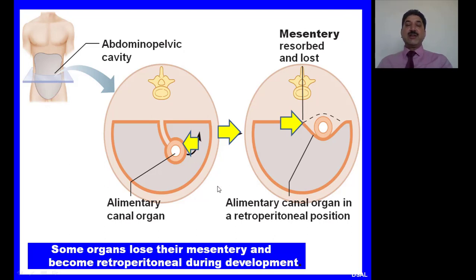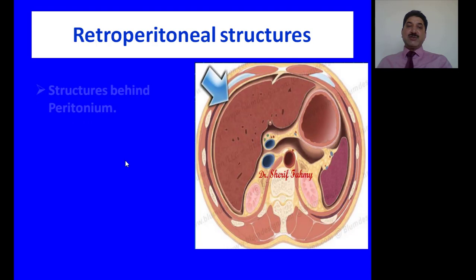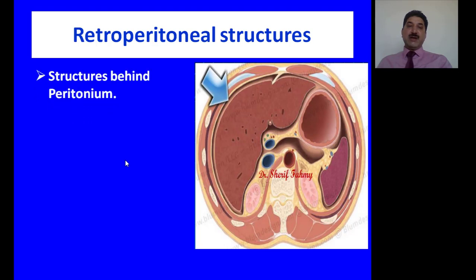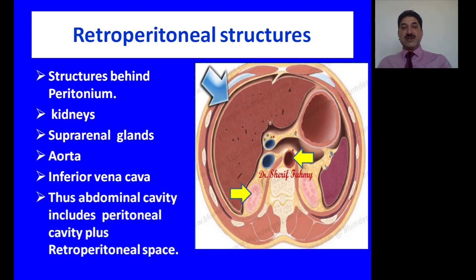What are retroperitoneal structures? Structures lying posterior to the peritoneum, or behind the peritoneum, are called retroperitoneal structures. Examples are kidneys, which are primarily retroperitoneal, suprarenal glands, aorta, and inferior vena cava. Thus, the abdominal cavity includes both intraperitoneal and retroperitoneal structures, whereas the peritoneal cavity includes only those structures which are intraperitoneal. To make understanding easy, let us go to this slide.